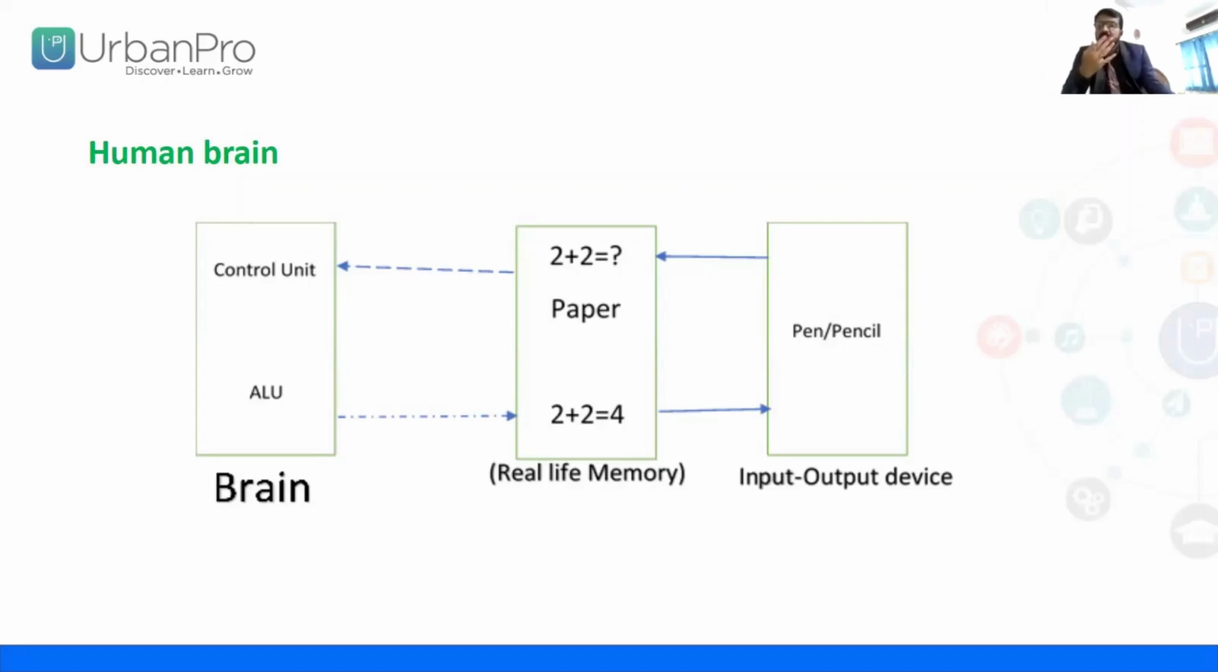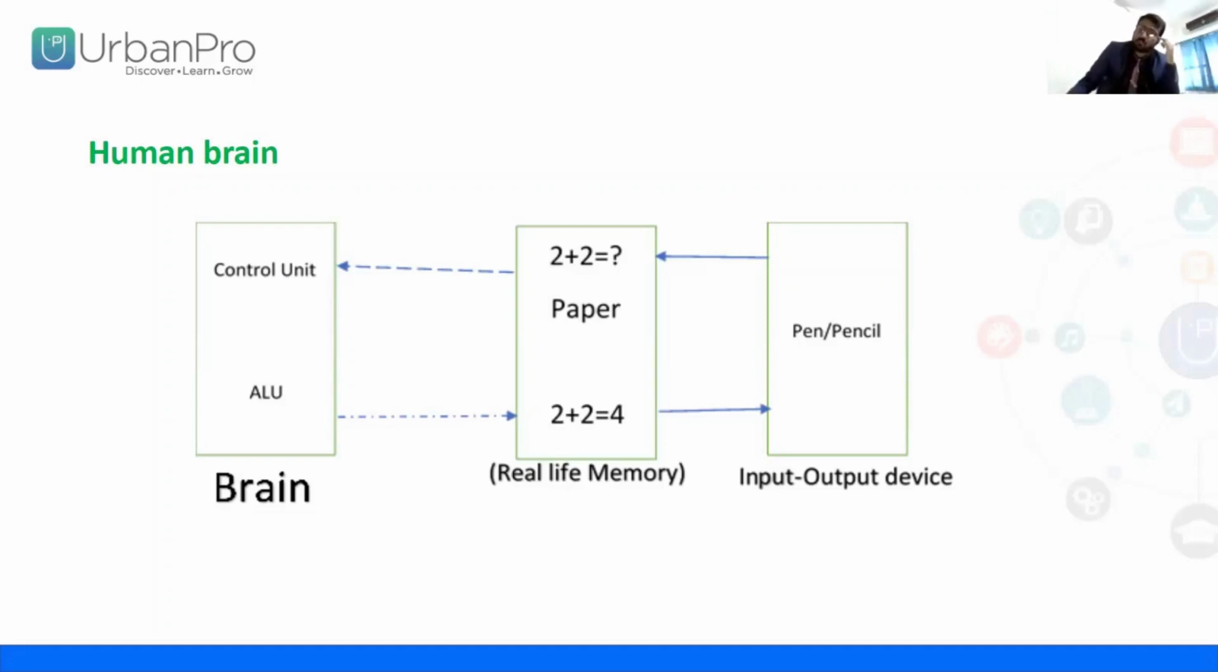This pen is an input device. With this, you are writing on real-life memory, isn't it? The real-life memory is paper. Using this pen, you are writing on paper. So pen is considered an input device and paper is real-life memory. There you are writing 2 plus 2 equals what?